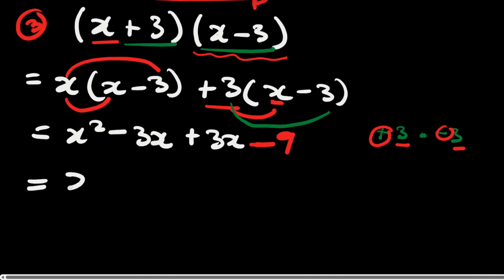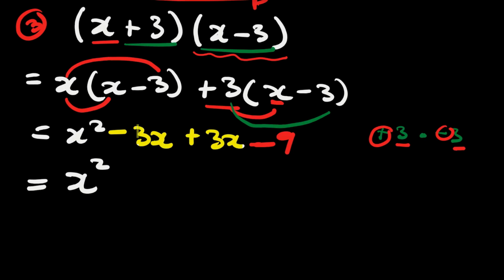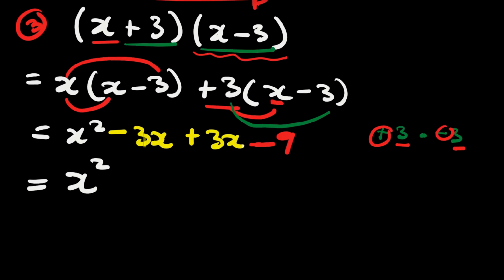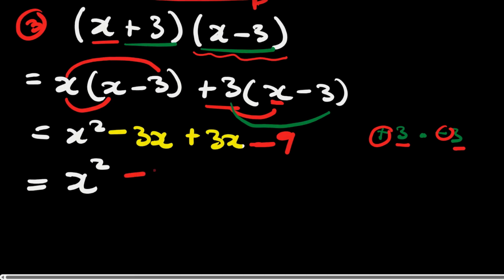Then carrying on, x squared, we have like terms here. So what do we do here? It's negative 3x plus 3x, which is minus 3 plus 3, and that will give us a 0. Then what we get now is minus 9. And this makes our final answer. This is our final answer.